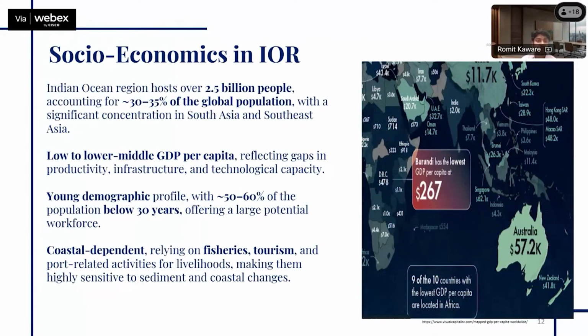And one of the major parts that we need to look into is that the Indian Ocean region countries host around 30 to 35% of the global population, and it's a very young demographic. But we see that they lie in the low to low middle income profile. So again, a lot of money can't be put into oceanic research and development.